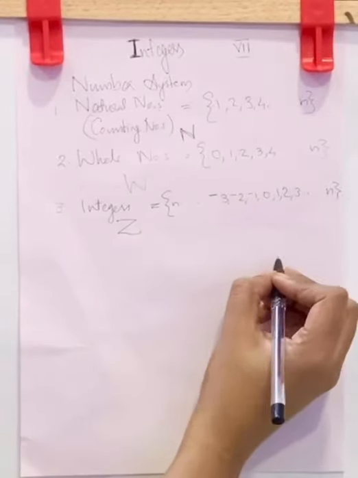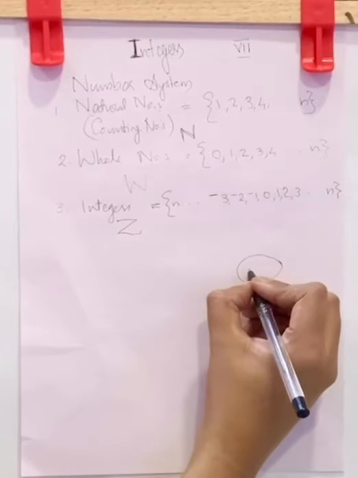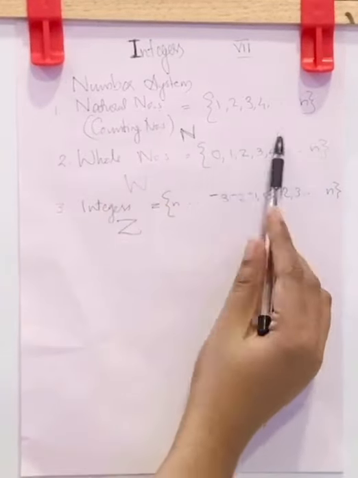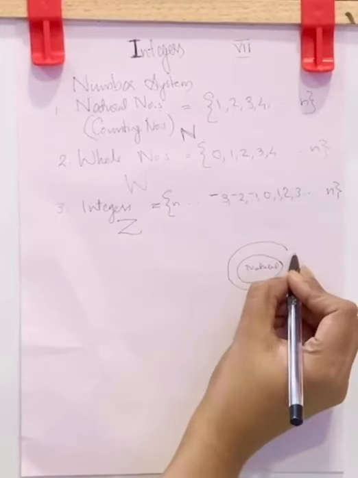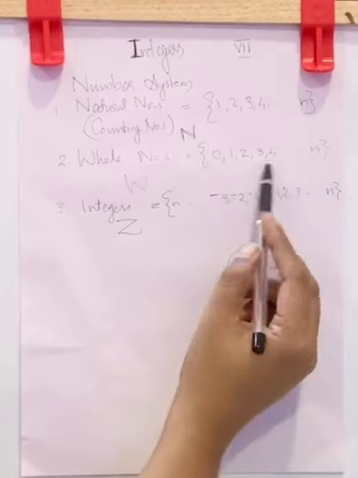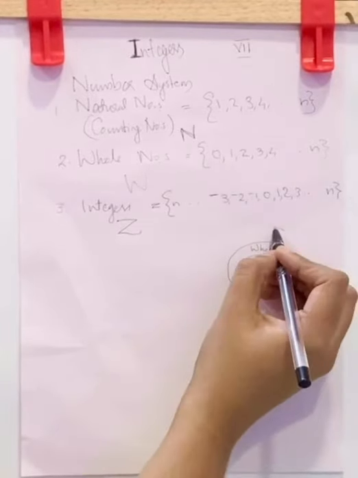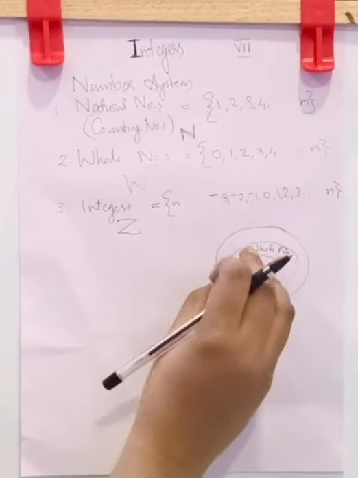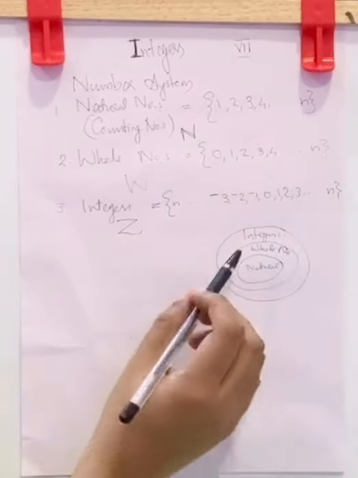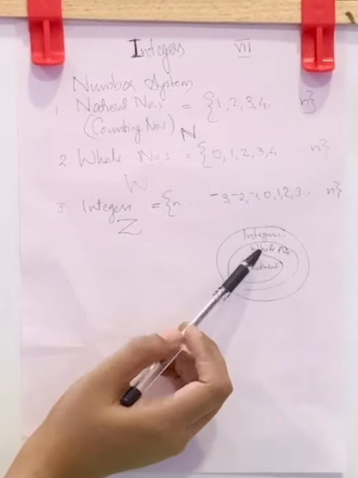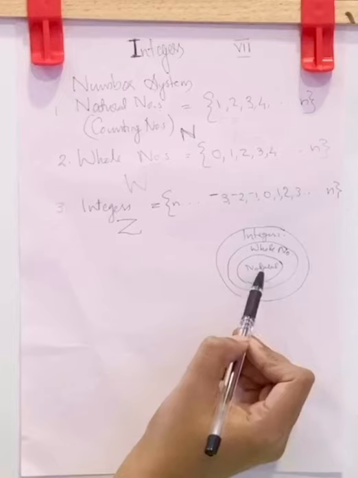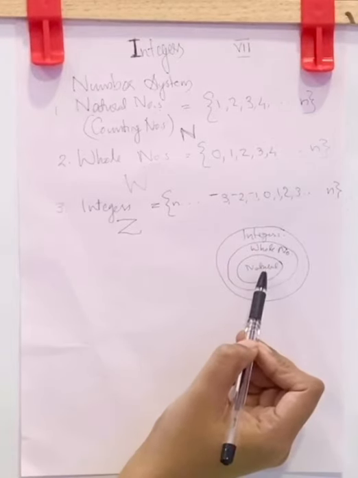While plotting the natural numbers like this, you can find that the natural numbers are inside the whole number set. And these whole numbers are inside the integer set. So the number system is becoming bigger and bigger. Integers consist of whole numbers along with negative numbers. Whole numbers consist of natural numbers along with 0, and natural numbers consist of counting numbers, that is 1, 2, 3, 4, 5, etc.